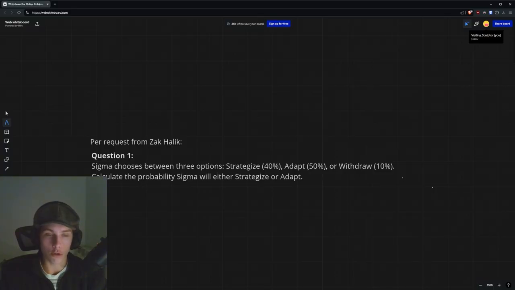So we're going to start from question number 1. Sigma chooses between 3 options: strategize 40%, adapt 50%, or withdraw 10%. Calculate the probability that Sigma will either strategize or adapt. As you can see, there's a mistake in the question because Sigmas never withdraw. But we're going to go with it, as clearly this was written by a female.